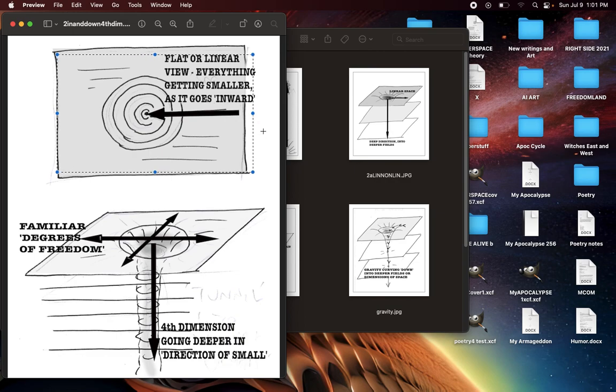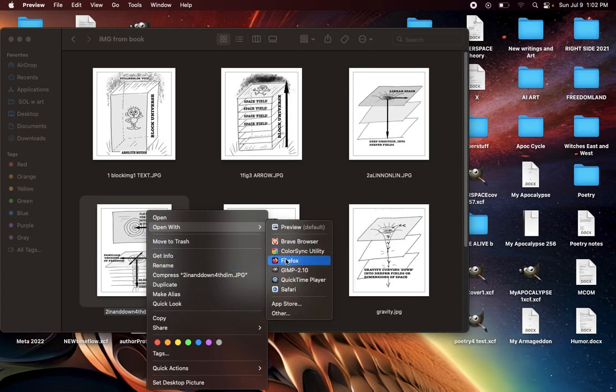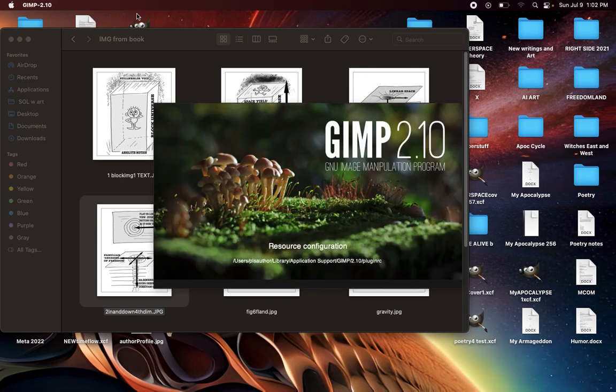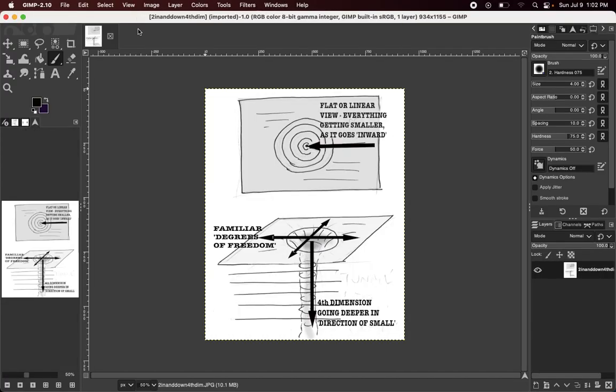So superspace theory, this main principle, is that down here, we can go inward or outward in the linear directions. But once we get into the subatomic realm, we're actually curving. And actually, I'm going to open this with GIMP, which is my image manipulator, in order to be able to show this a little better.